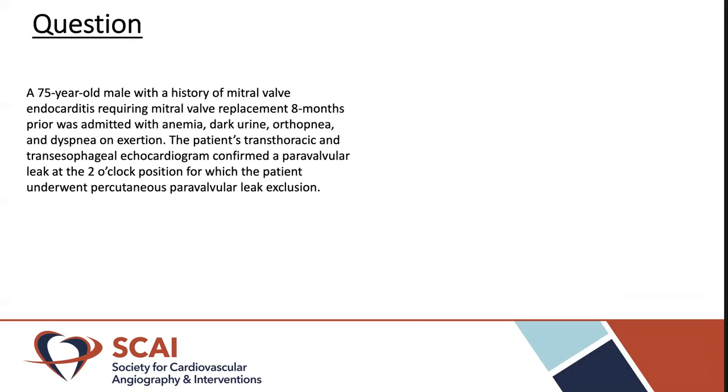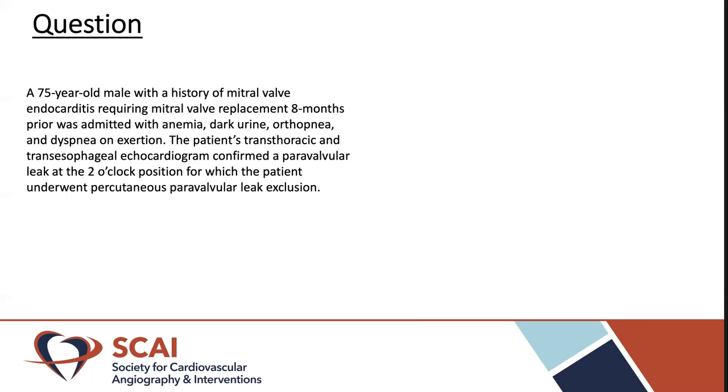So a question that we have is this: a 75-year-old male with a history of mitral valve endocarditis requiring mitral valve replacement 8 months prior was admitted with anemia, dark urine, orthopnea, and dyspnea on exertion. The patient's transthoracic and transesophageal echocardiogram confirmed a paravalvular leak at the 2 o'clock position, and the patient underwent percutaneous paravalvular leak exclusion.